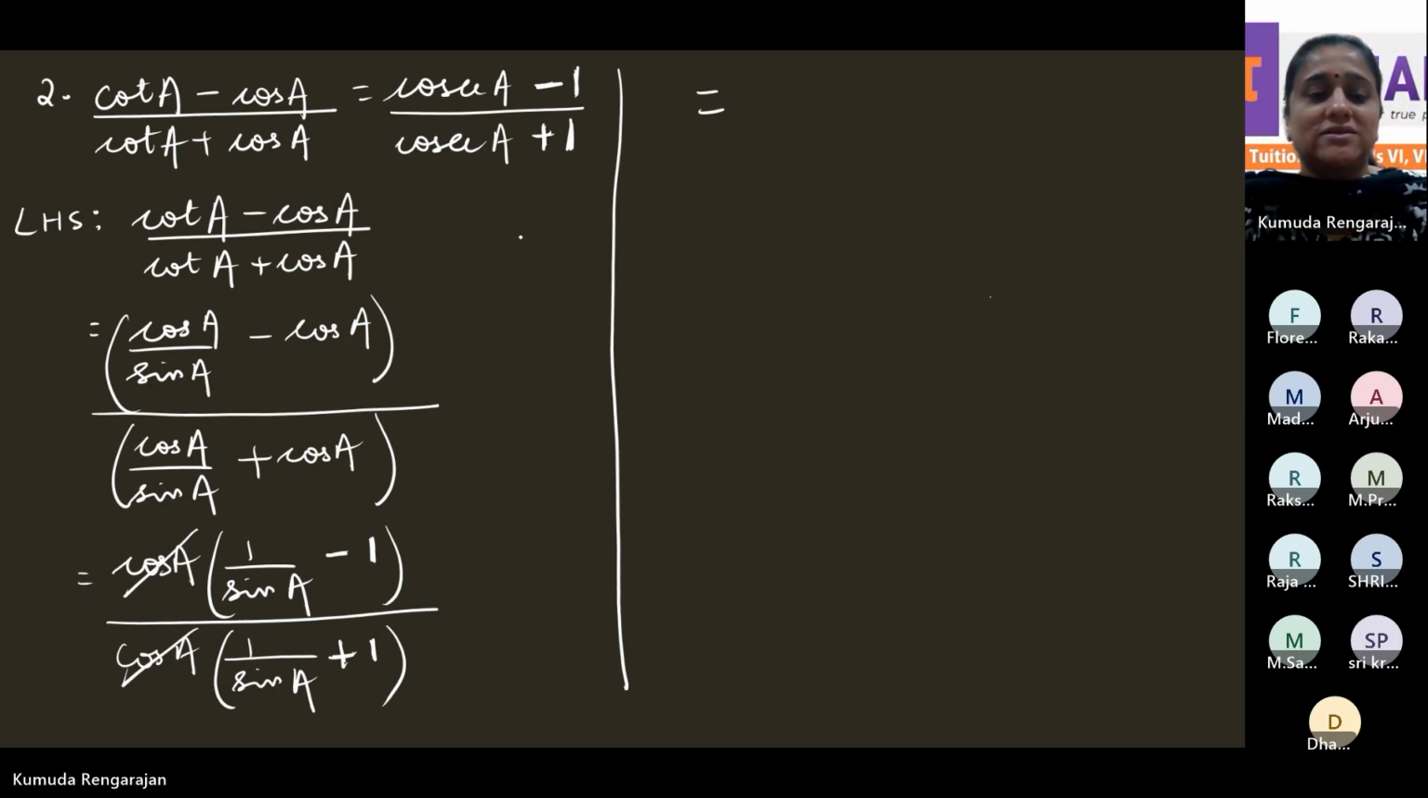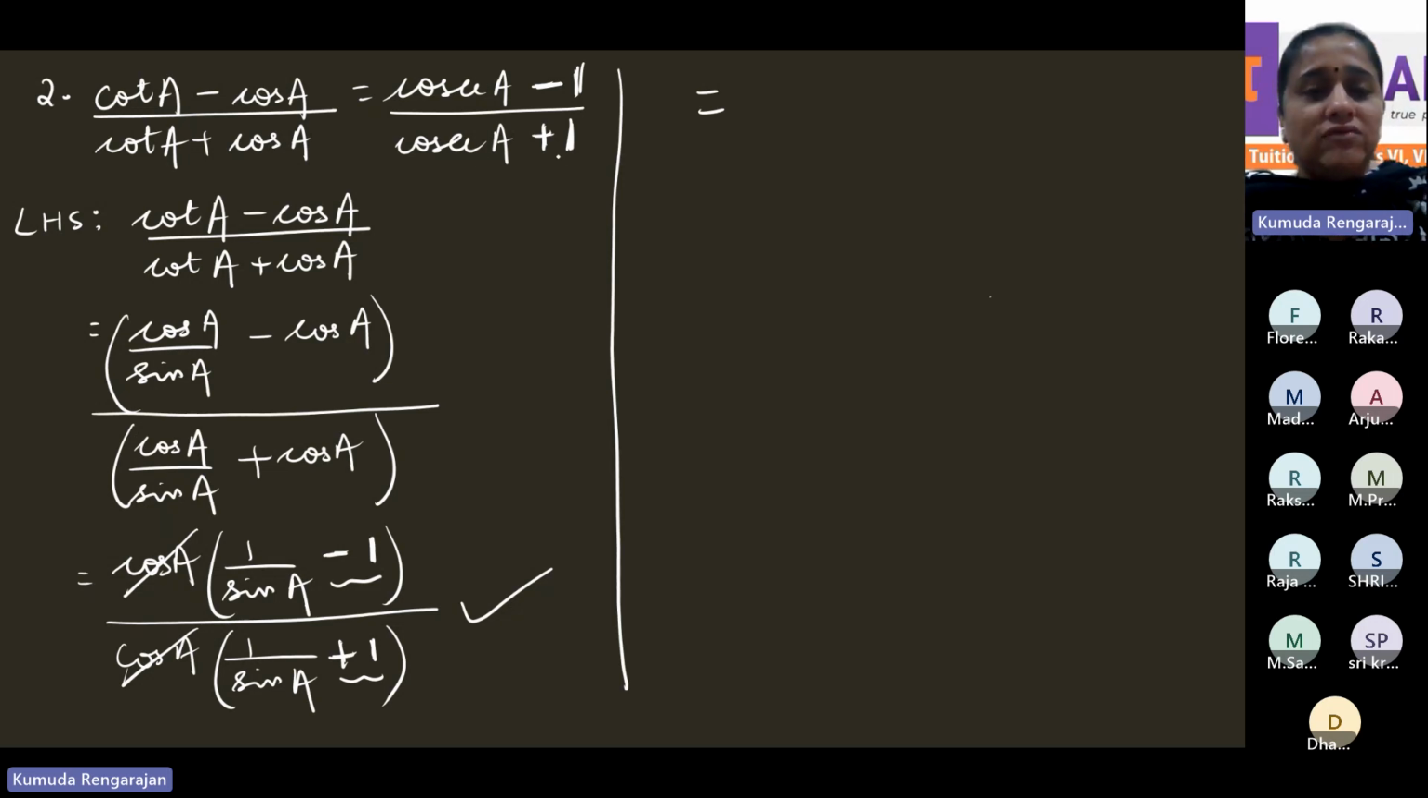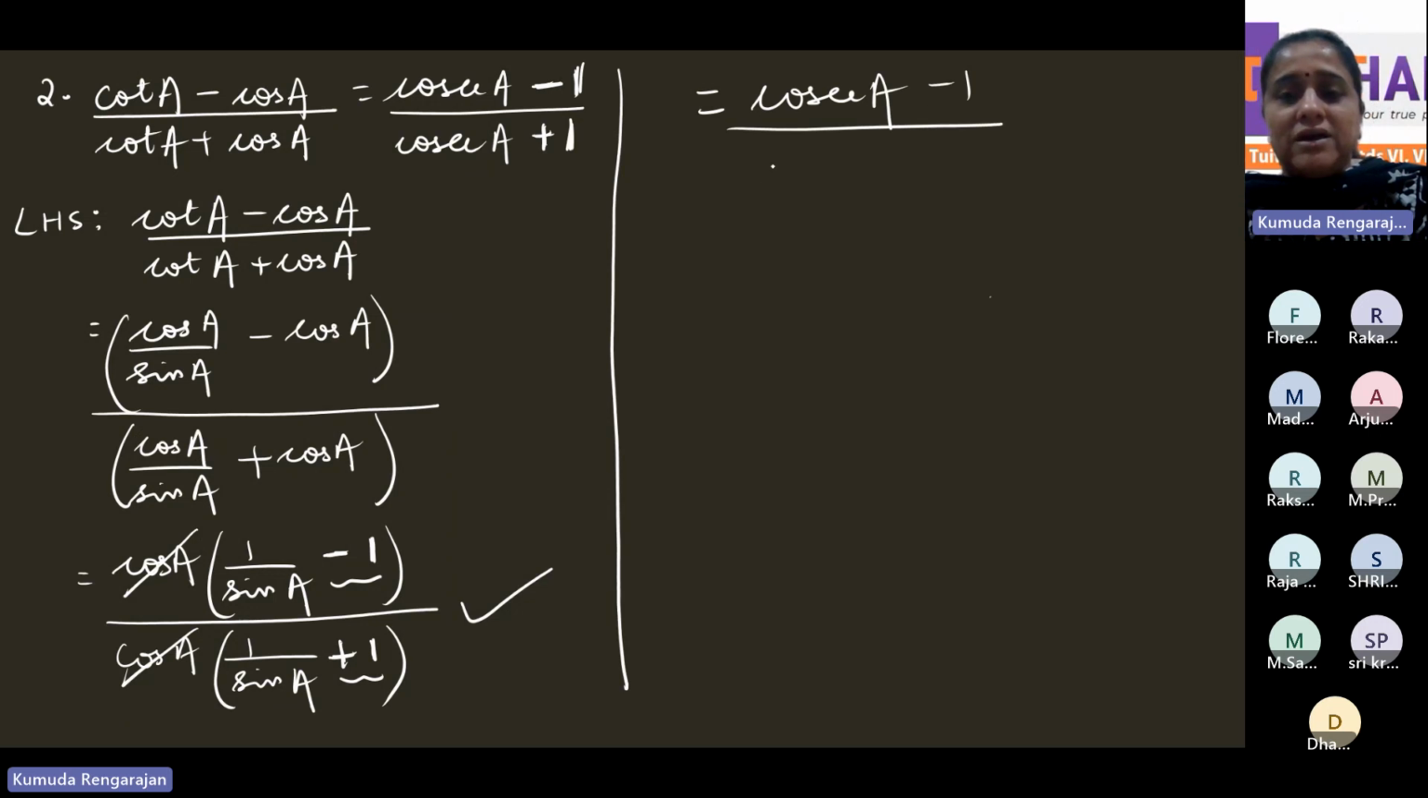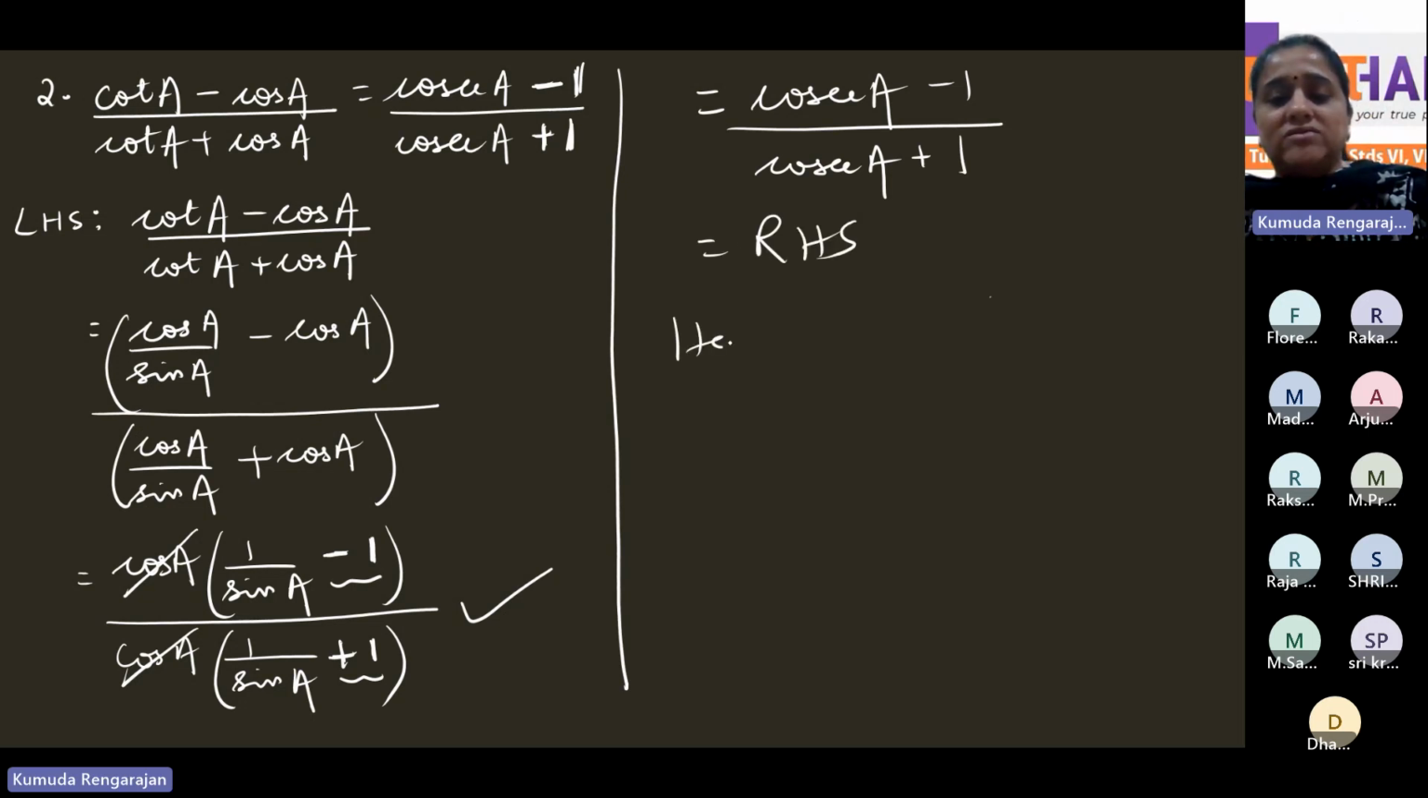Take the shortcut. So now when you compare where you are to the right hand side, we are here. When you compare this with the RHS, you can see -1, +1 in the numerator and denominator, -1, +1. Except that we have 1 by sin A here, while we have cosecant A here. But we know that 1 by sin A is equal to cosecant A. So in the next step, cosecant A -1 by cosecant A +1 is equal to RHS. So you see that the LHS is equal to RHS, hence proved.